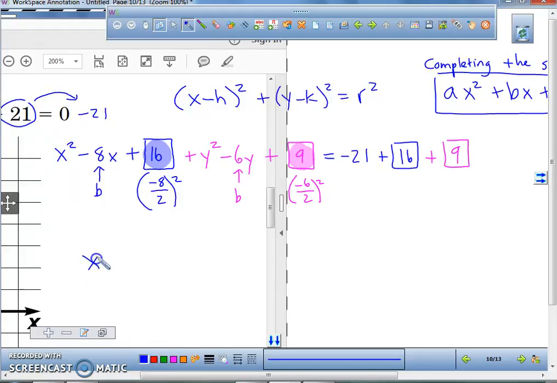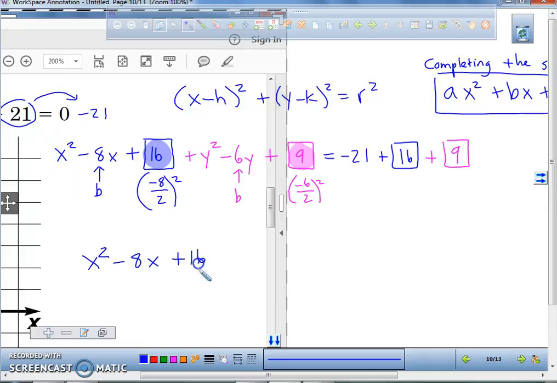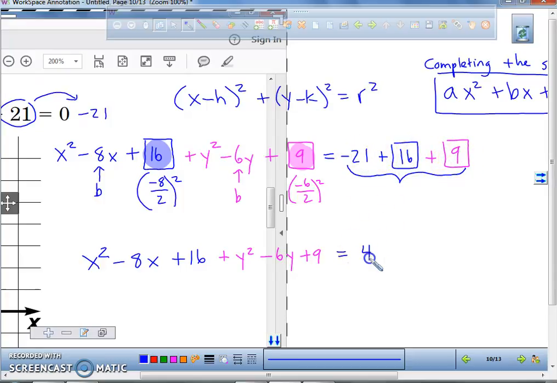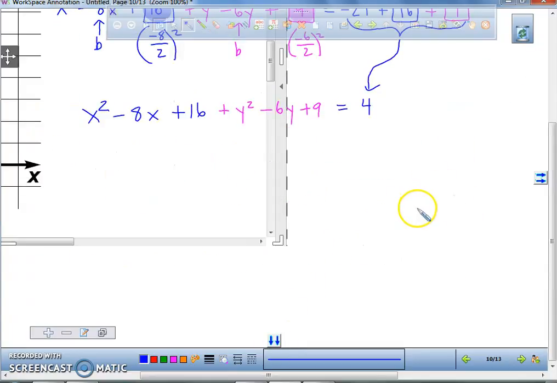Here's what we have: x squared minus 8x plus 16 plus y squared minus 6y plus 9 equals, now if you add all of these together, 16 plus 9 is 25. 25 minus 21 is a 4. So I'm just letting you know, all of this combines to be a 4. We have just finished completing the square.